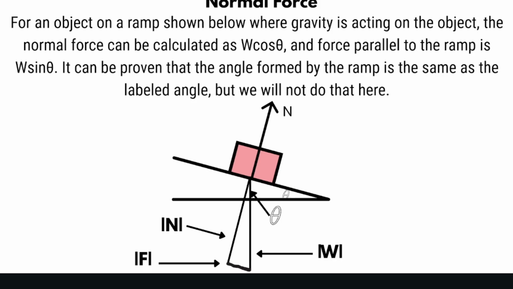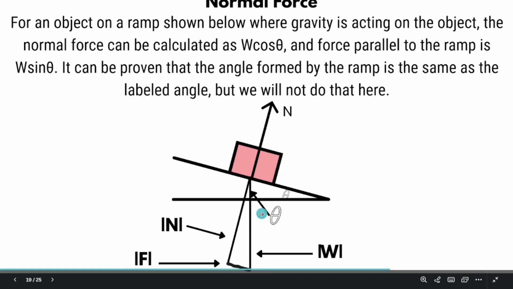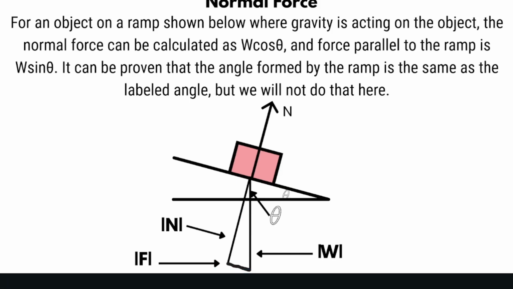And you can see why, right? It can be proven that the angle formed by the ramp is the same as the labeled angle on this other triangle that we made here. We're not going to go over that proof, but this is still a very significant result.